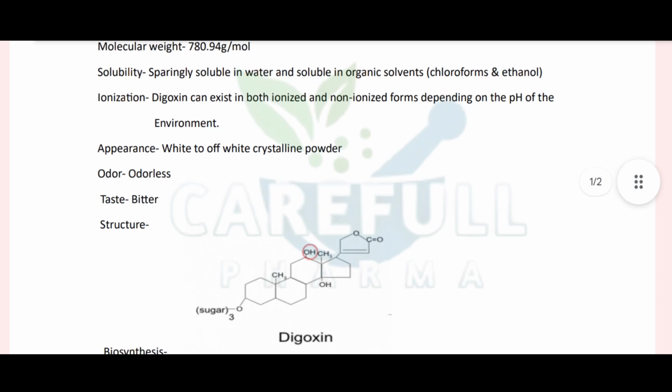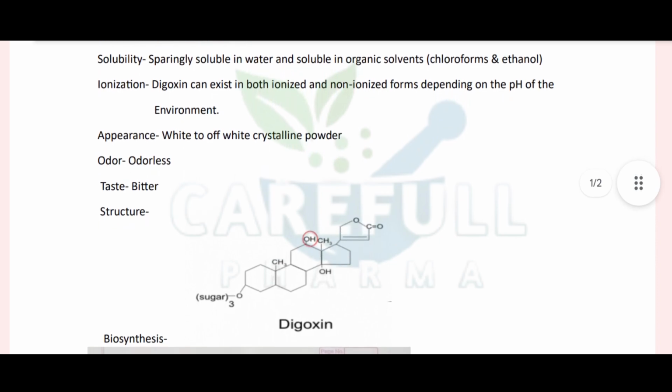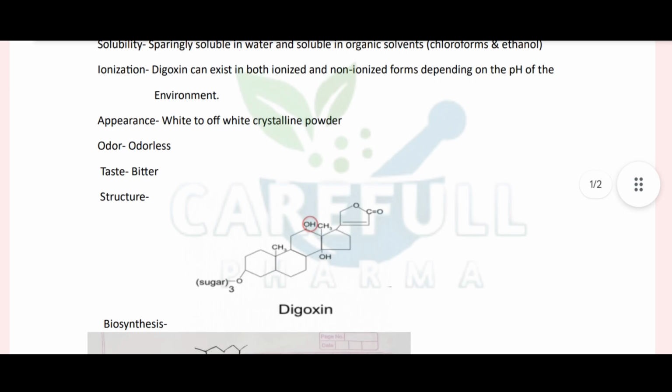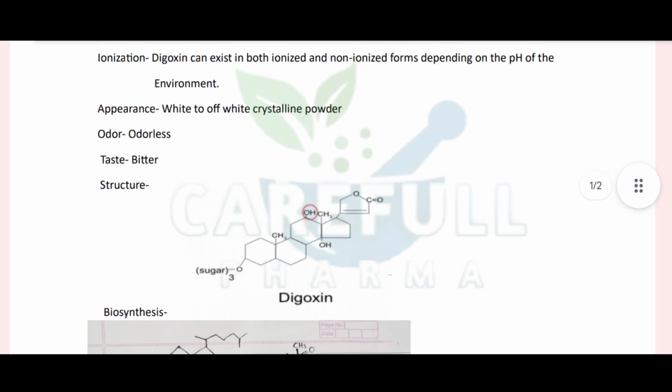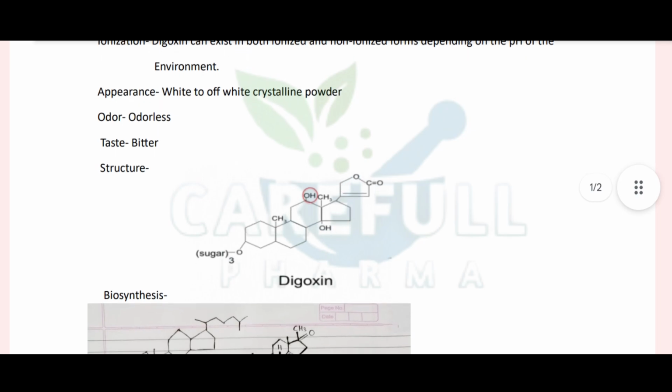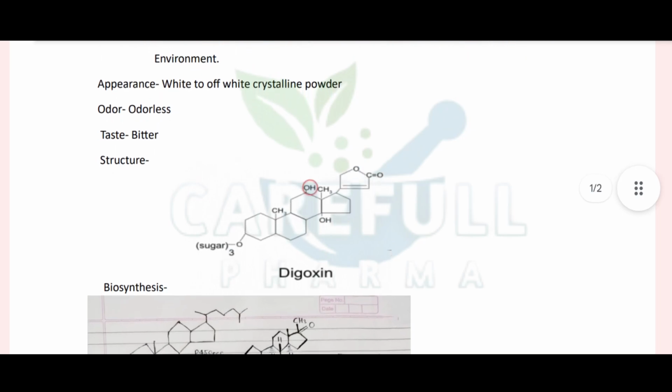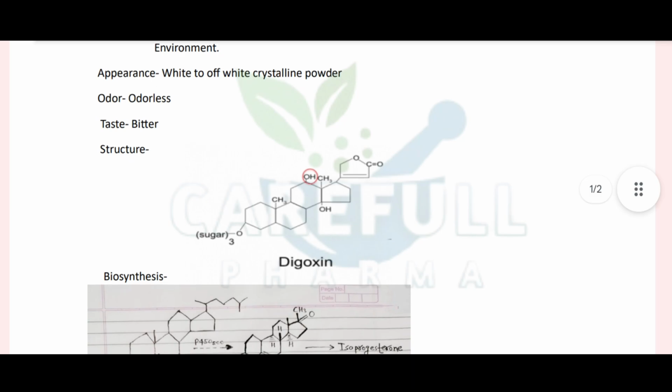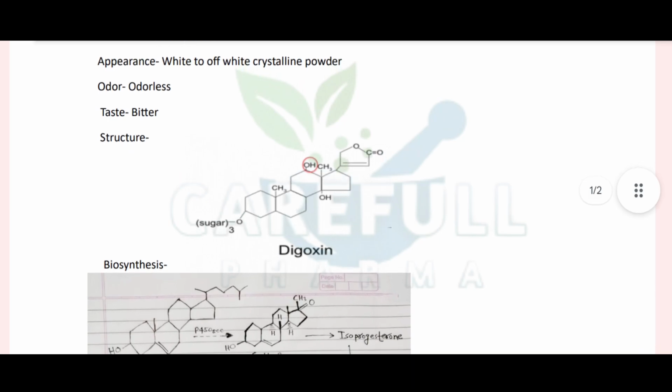Solubility: sparingly soluble in water and soluble in organic solvents, chloroform and ethanol. Ionization: digoxin can exist in both ionized and non-ionized forms depending on the pH of the environment. Appearance: white to off-white crystalline powder. Odor: odorless. Taste: bitter.